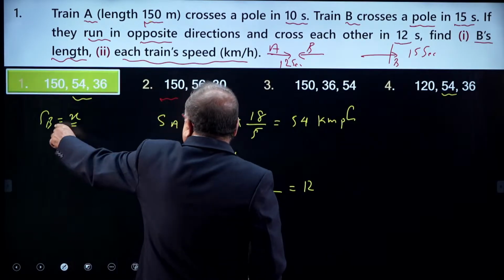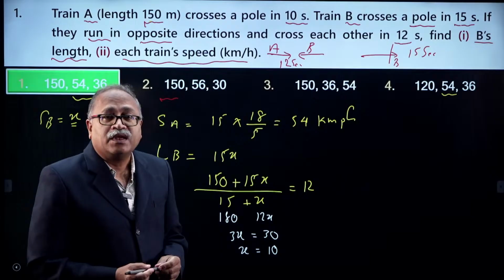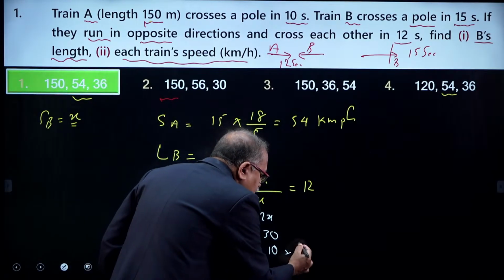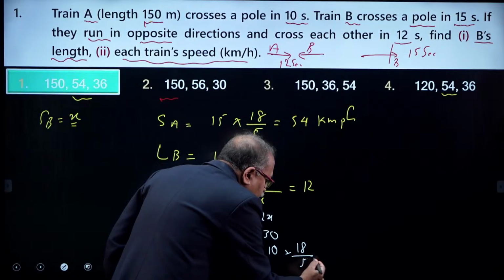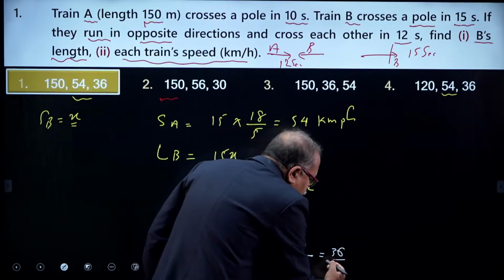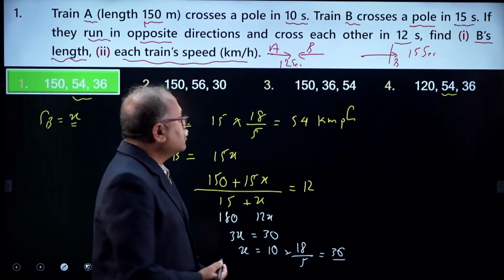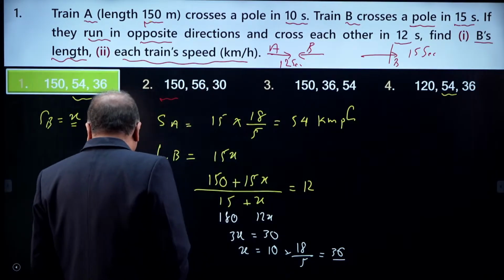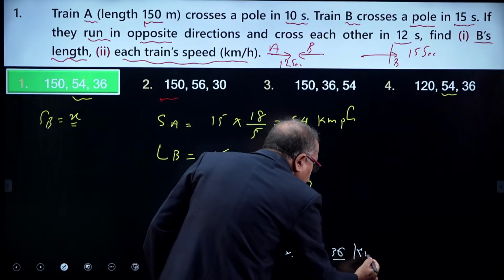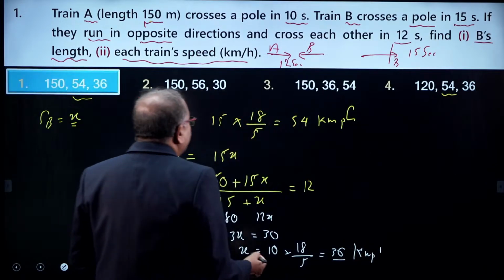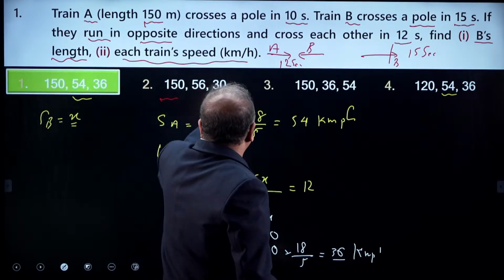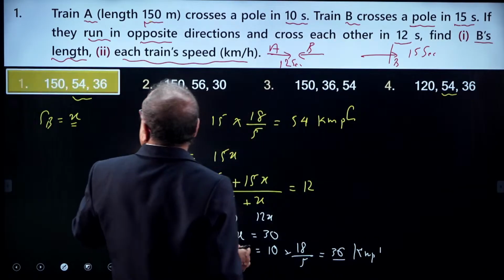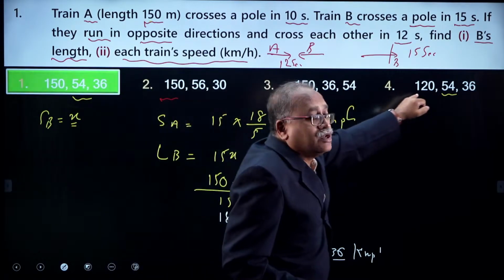And what is x over here? The speed of B. I need to write it in kilometer per hour. So let's multiply this by 18 by 5, which is nothing but 36. So here I got the speed of B is 36 and speed of A is 54, 36 kilometer per hour. And here that's 150 and 120.